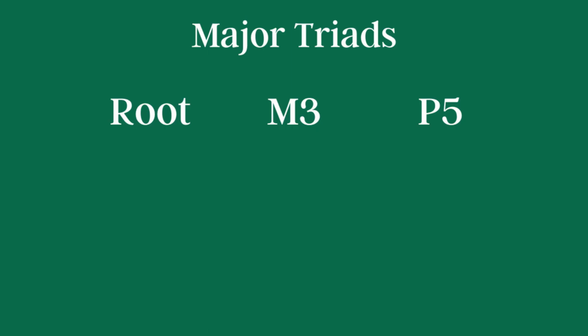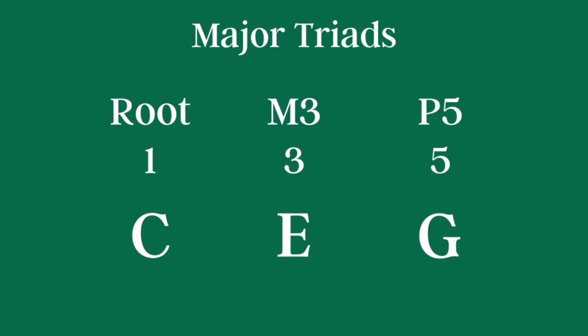The most basic major chord is known as the major triad. It's made up of a root, its major third, and its perfect fifth. So if we, again, start on C, our major triad is C, E, and G. This can also be designated as 1, 3, and 5.